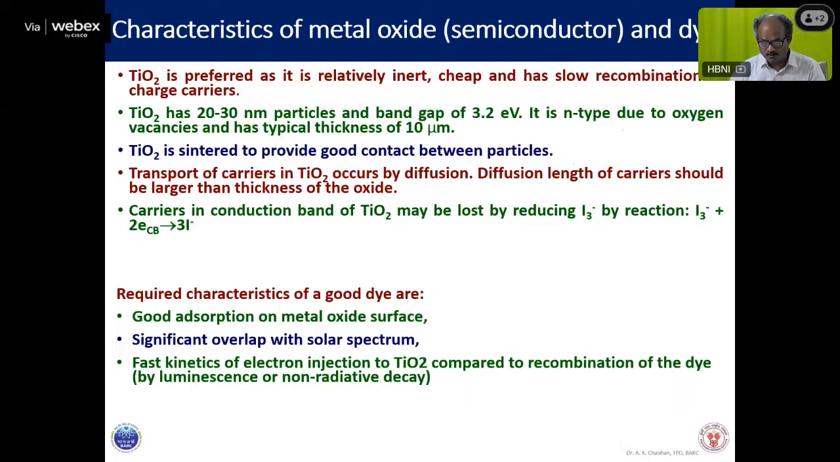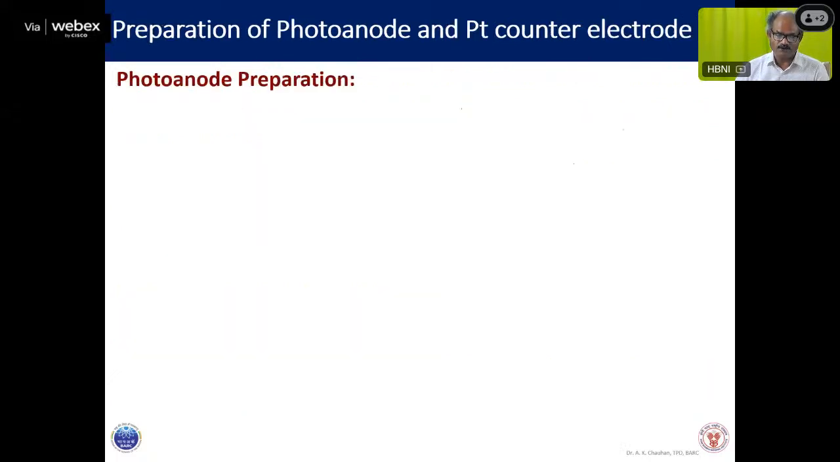And a greater amount of absorbed spectrum will give you more electron-hole pairs and more current, so eventually more efficiency. There should be fast kinetics of electron injection into TiO2 compared to recombination of the dye by luminescence or non-radiative decay. Then it should be stable for many millions of cycles, so that it can have a long life.